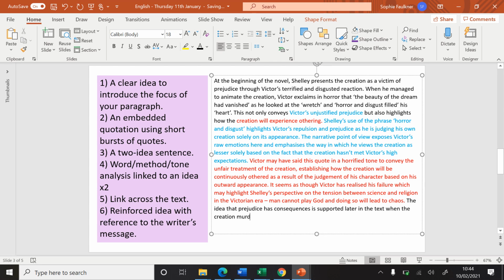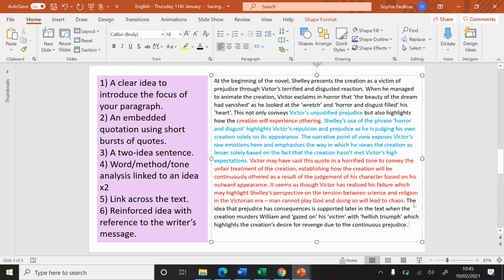When the creation murders William and gazed on his victim with hellish triumph, which highlights the creation's desire for revenge due to the continuous prejudice.